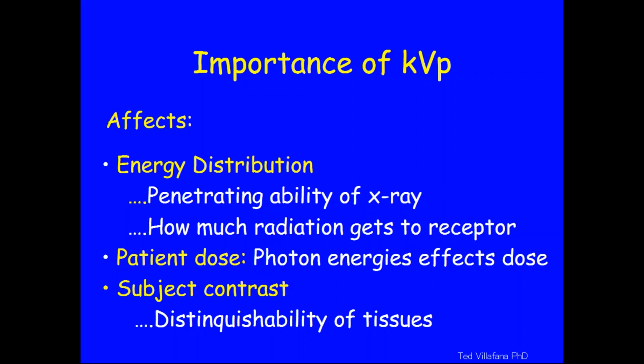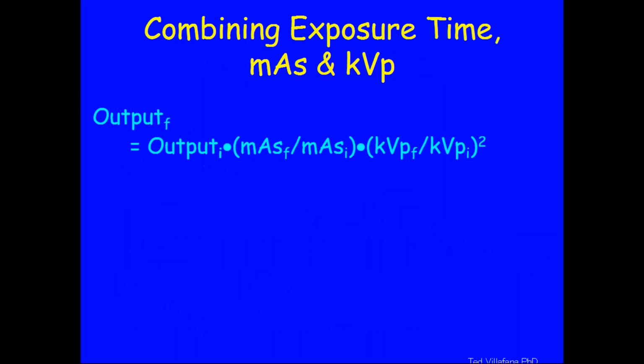Now notice, if you go up in kVp, good result is patient dose goes down. Bad result is subject contrast goes down. Remember, subject contrast always goes in the opposite direction of energy. If energy goes up, then subject contrast goes down. Here's putting together all the ideas that we've had up to this point in terms of a quantitative relationship.